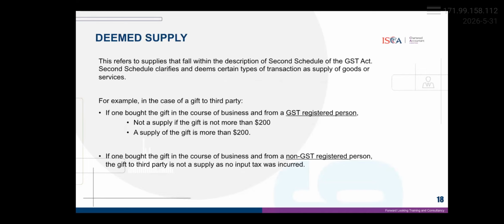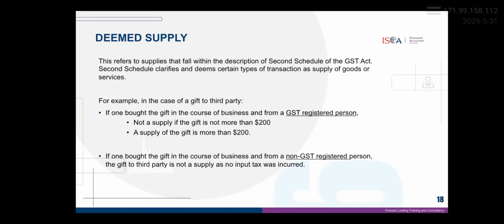Going deeper into deemed supply, this refers to supplies that fall within the description of the Second Schedule of the GST Act. It is important to understand deemed supply because when we analyze a certain transaction, it may, at the outset, lead to a conclusion that this is not a supply, because maybe a consideration is missing, maybe an exchange of goods or services is missing.